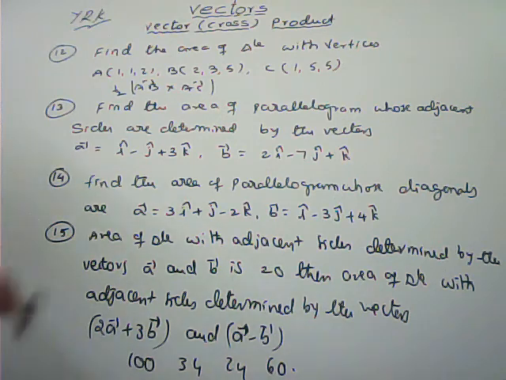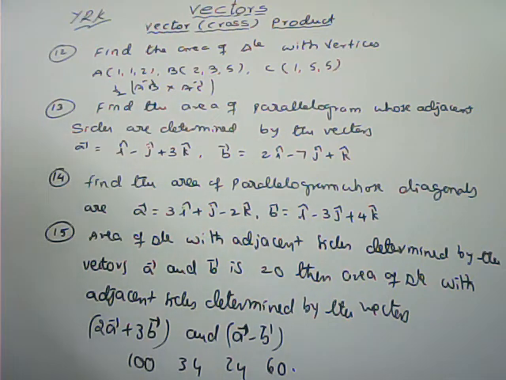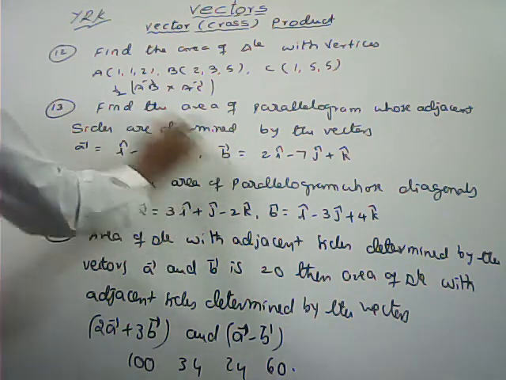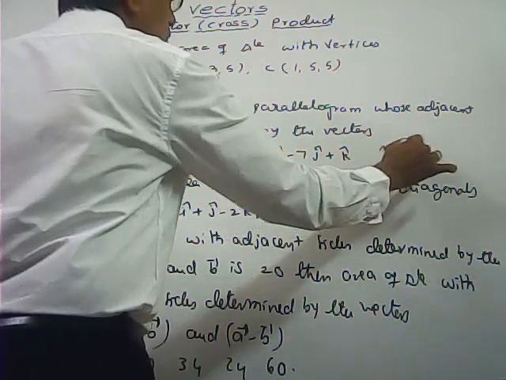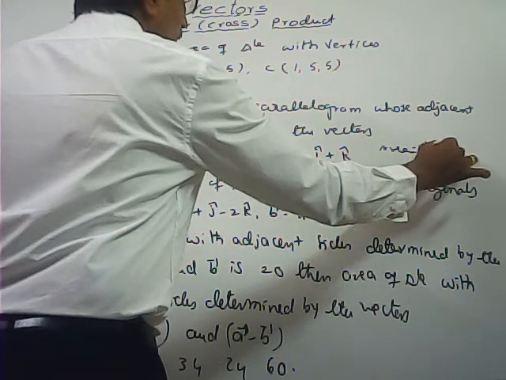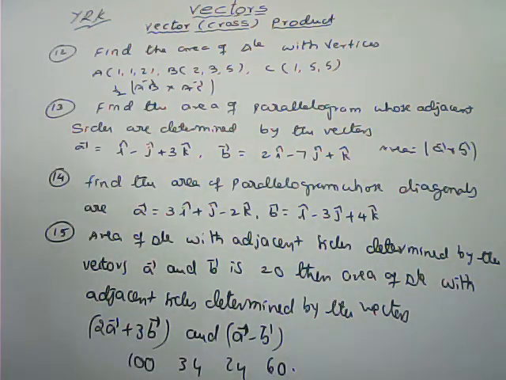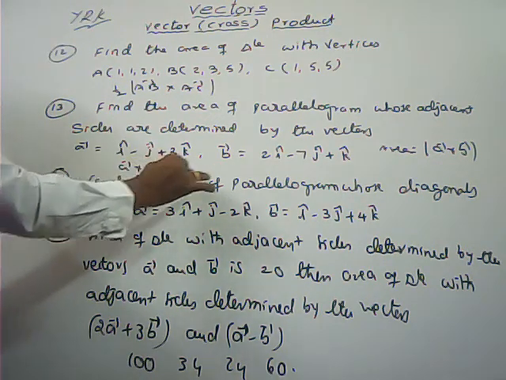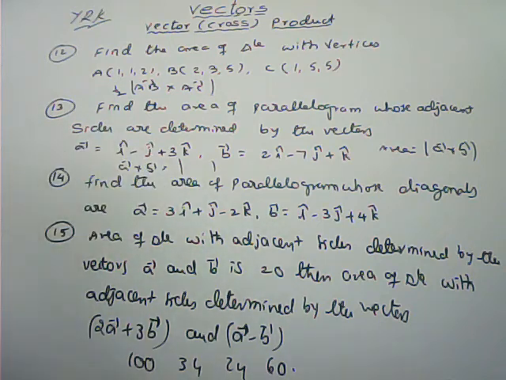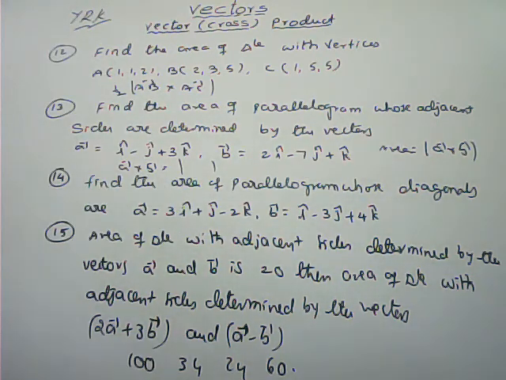Next, find the area of the parallelogram whose adjacent sides are determined by the vectors. Here, adjacent sides are given. So, what about the area of the parallelogram? Area of the parallelogram is equal to modulus of A bar cross B bar. Here, A bar, B bar are given. First, find A bar cross B bar. How to get the A bar cross B bar? That is a determinant of I J K, 1 minus 1 3, 2 minus 7 1. You will get a vector and its modulus we say is the area of the parallelogram.